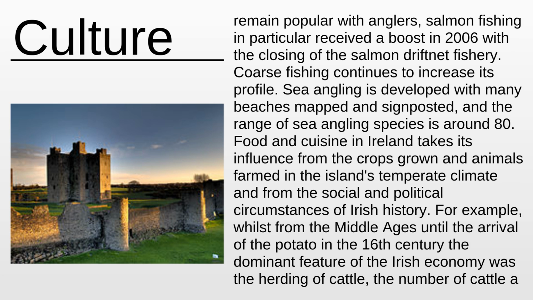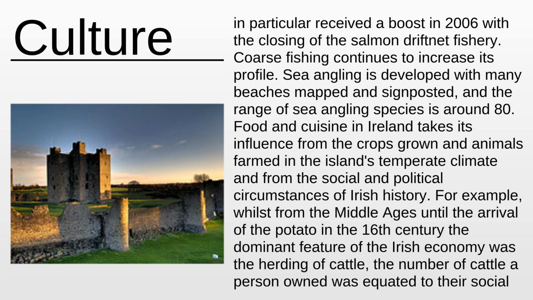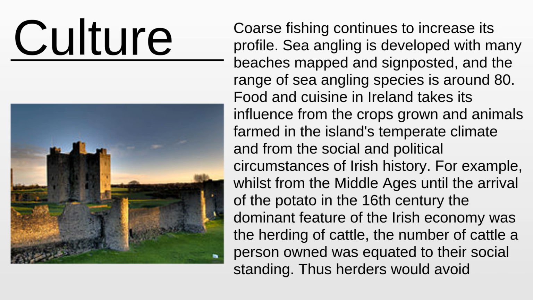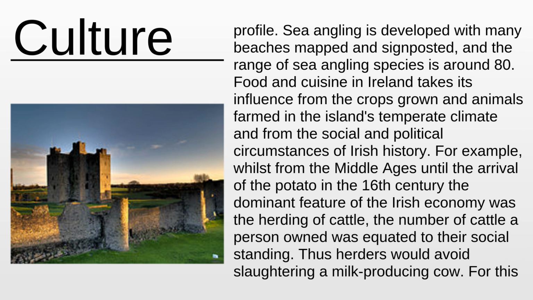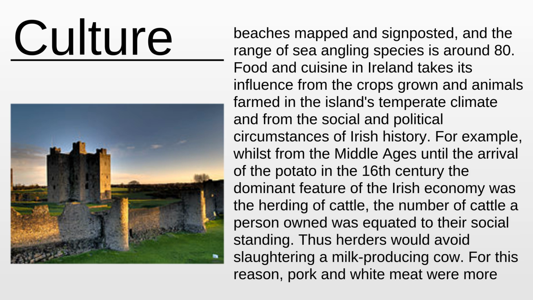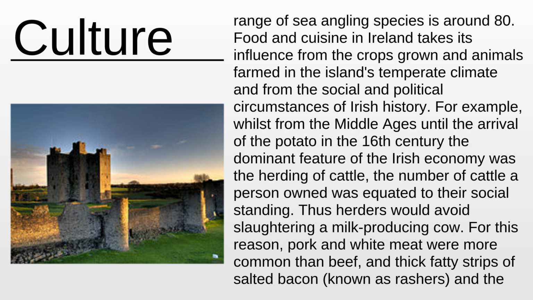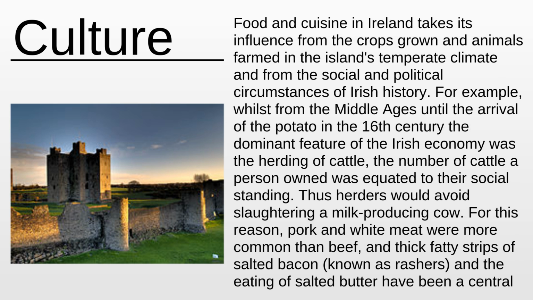While salmon and trout fishing remain popular with anglers, salmon fishing in particular received a boost in 2006 with the closing of the salmon drift net fishery. Coarse fishing continues to increase its profile. Sea angling is developed with many beaches mapped and signposted, and the range of sea angling species is around 80.